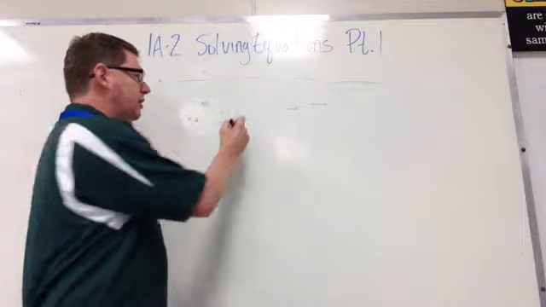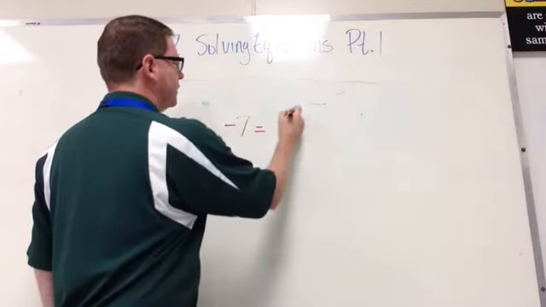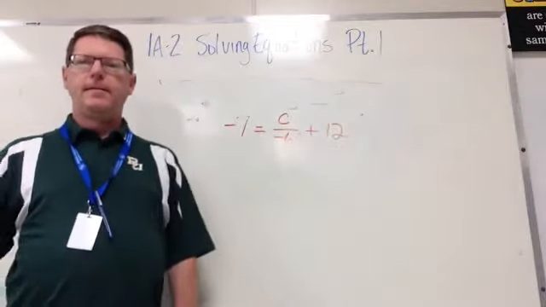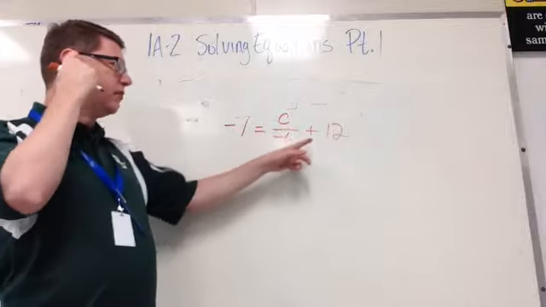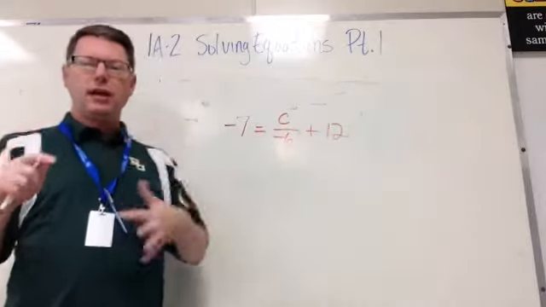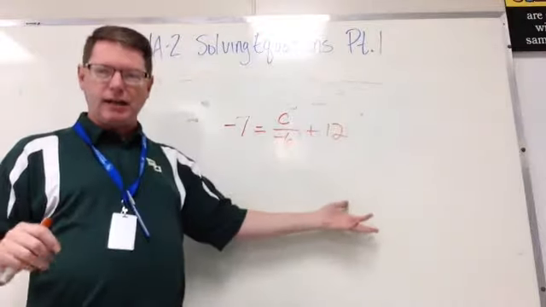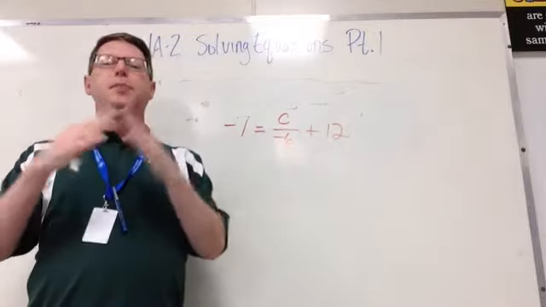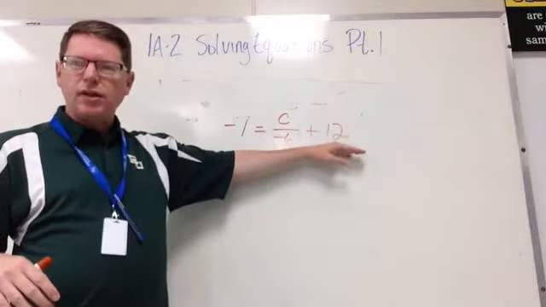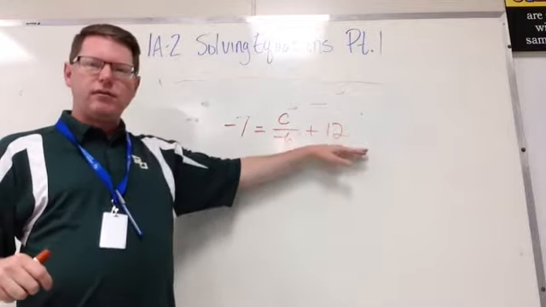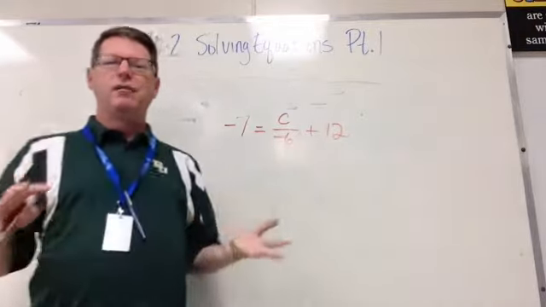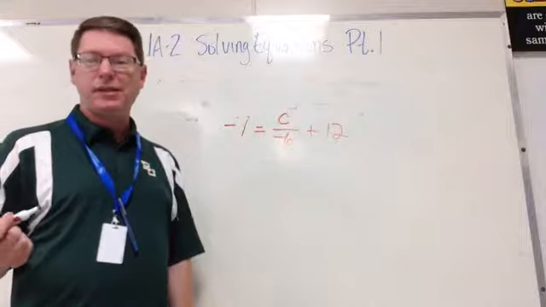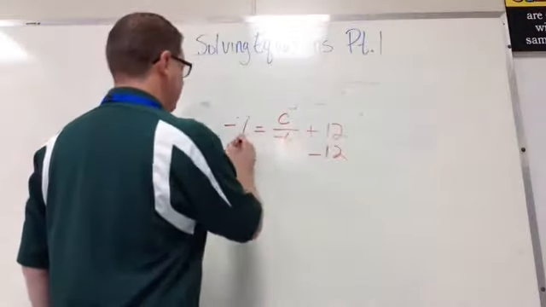Well, what if I have this question? Negative 7 equals c over negative 6 plus 12. Well, again, there's the tricky part because they put the variable on the right-hand side instead of the left-hand side. Not a big deal. I'm still going to start with a number that doesn't have a variable. So that's positive 12. Well, I need to do something to get rid of it. And what's the opposite of plus 12? Right, minus 12. So I'm going to subtract 12 from both sides.